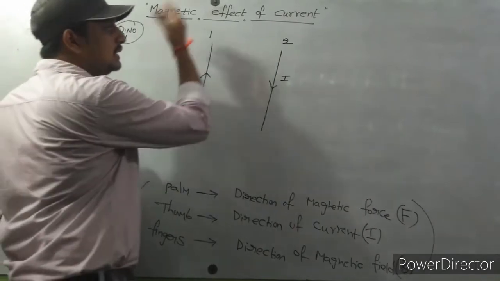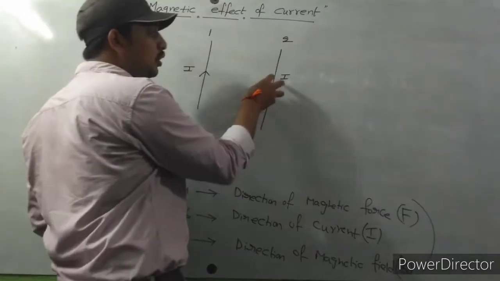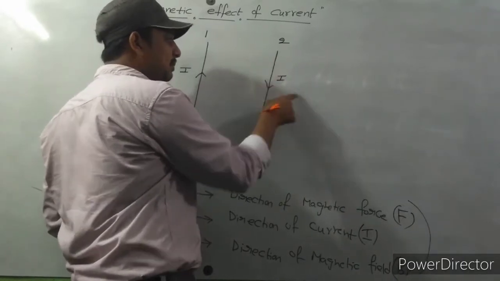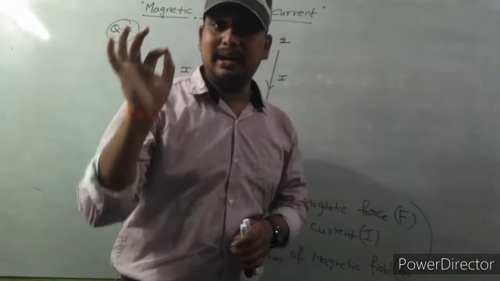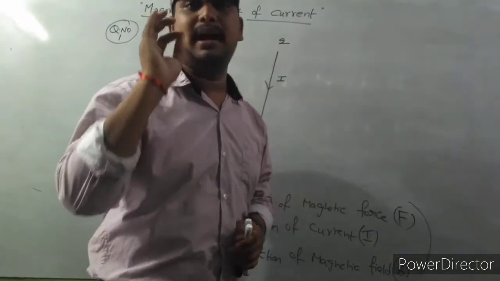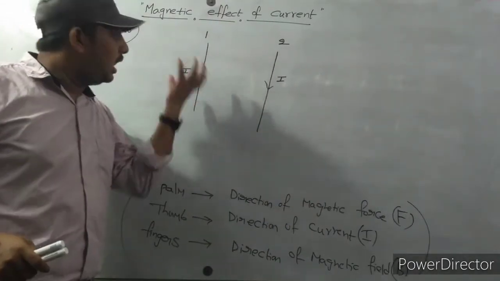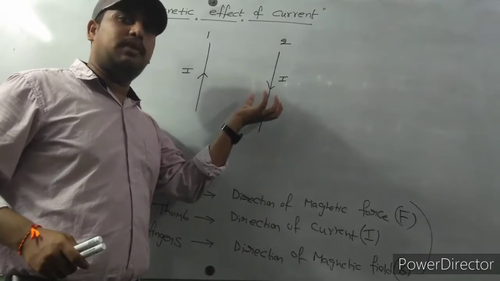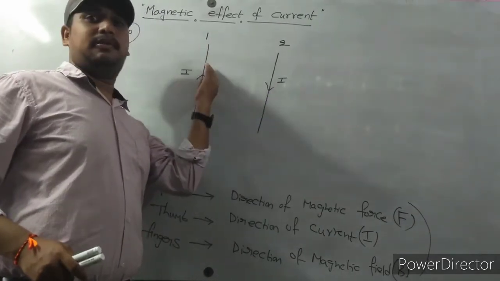That magnetic force is acting on wire 2. This wire 2 also produces some magnetic field because some current is passing through this wire. Dear student, if current is passing through any wire, definitely it will produce some magnetic field. So the first wire produces some magnetic field and it will act on the second wire. The second wire produces some magnetic field. It acts on wire 1.